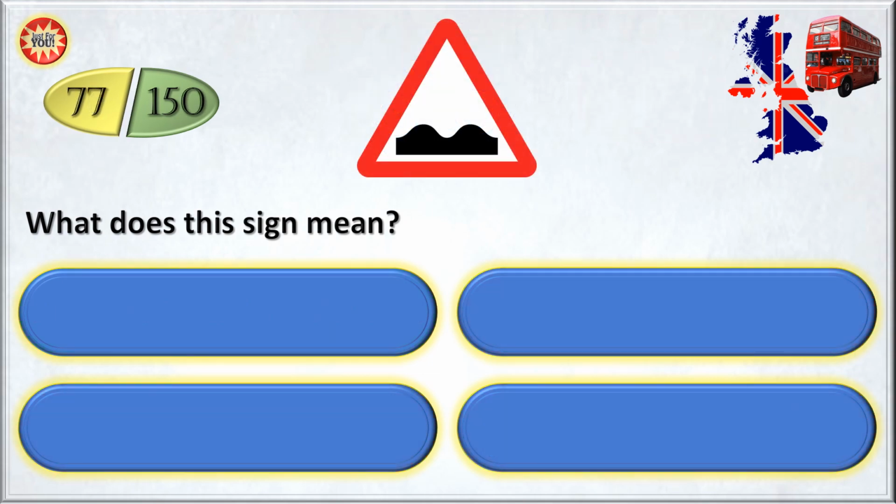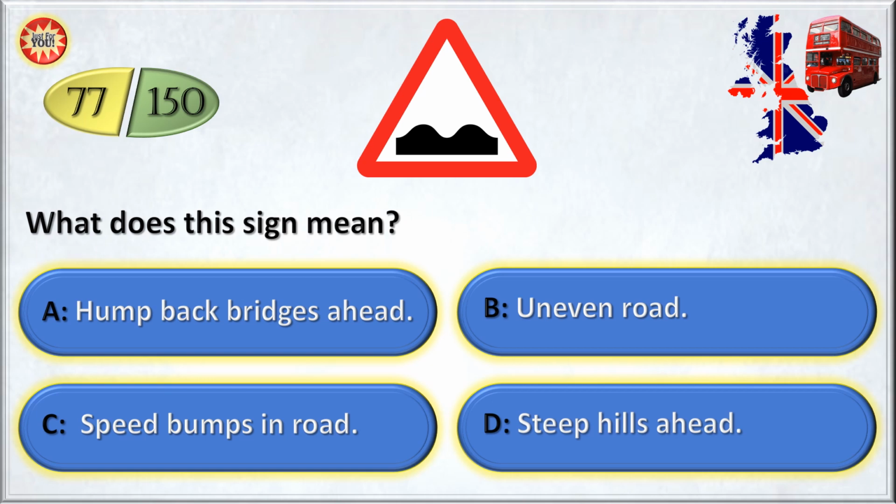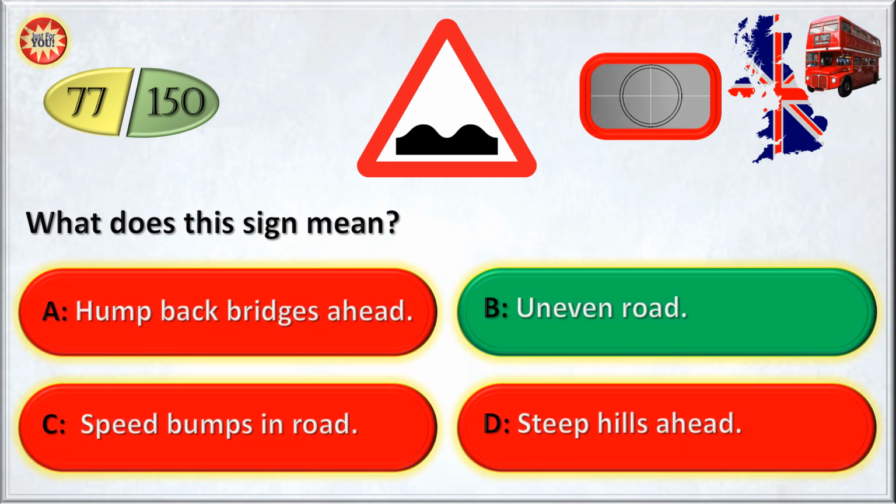What does this sign mean? Humpback bridges ahead. Uneven road. Steep hills ahead. Speed bumps in road. Uneven road.